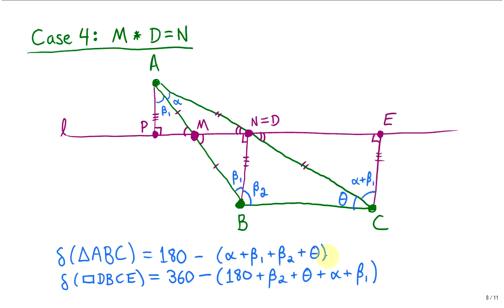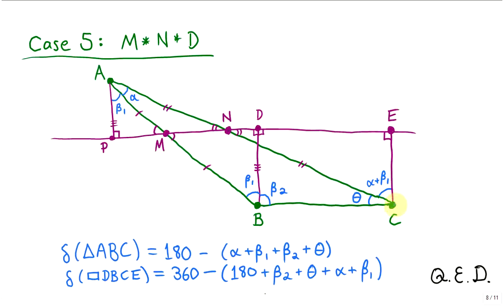And again, the angle deficit of triangle ABC is 180 minus alpha plus beta 1 plus beta 2 plus theta. And the angle deficit of the Saccheri quadrilateral is the same, 360 minus the sum, 180 plus beta 2 plus theta plus alpha plus beta 1. And finally, the last case, the most complicated case.